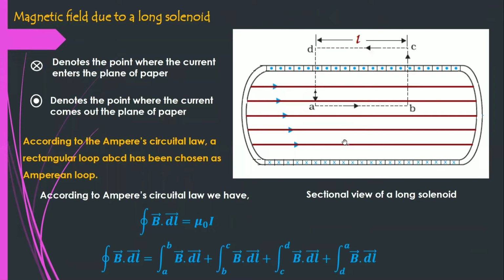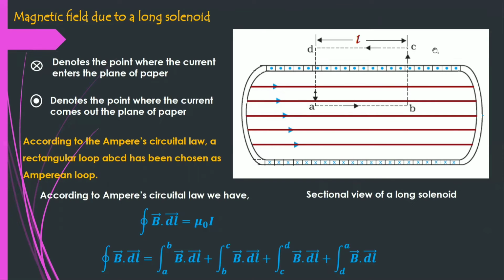Next, we are going to obtain the magnetic field due to a long solenoid that we have already discussed. A long solenoid means its diameter is negligible compared to its length. Similarly here, the cross mark denotes the point where the current enters the plane of the paper, and the dotted line denotes the point where the current comes out of the plane of the paper.